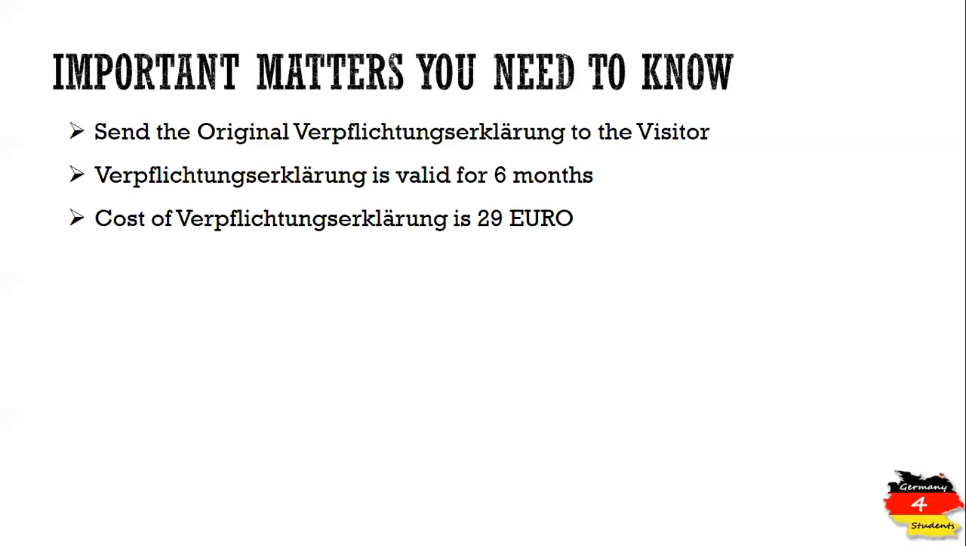The next point you need to remember is the cost of the Verpflichtungserklärung, which is 29 euros. And the Verpflichtungserklärung does not usually have an application processing time. It is issued on the spot, provided that all the documents and all the required data are available when you visit the Ausländerbehörde. So that's all that you need to understand and know before you apply for the Verpflichtungserklärung or the formal obligation letter. I hope I have answered all your questions.